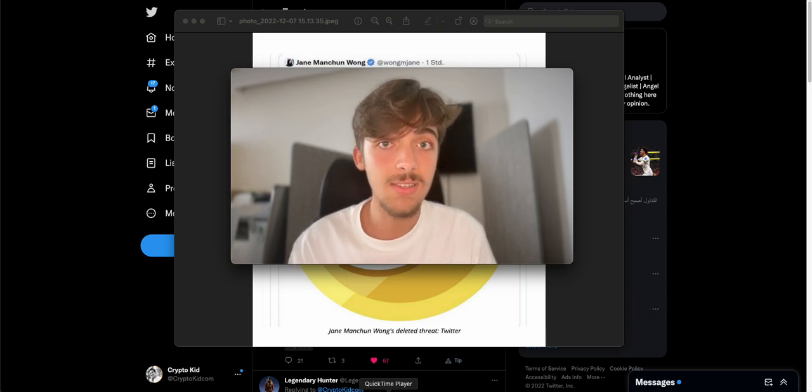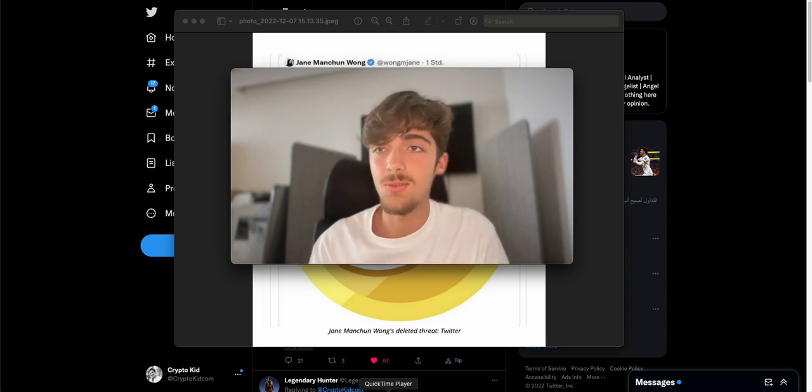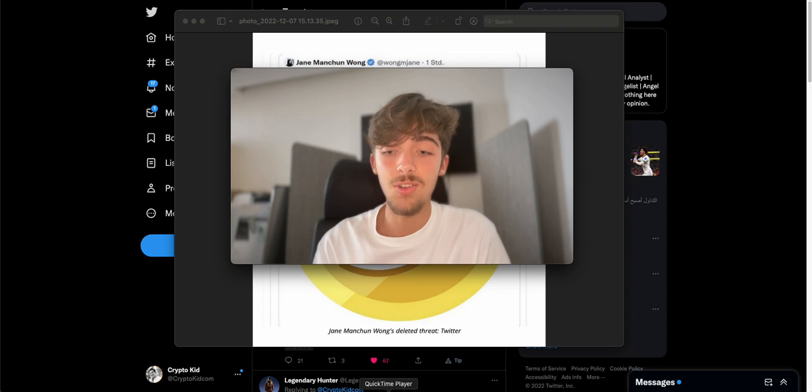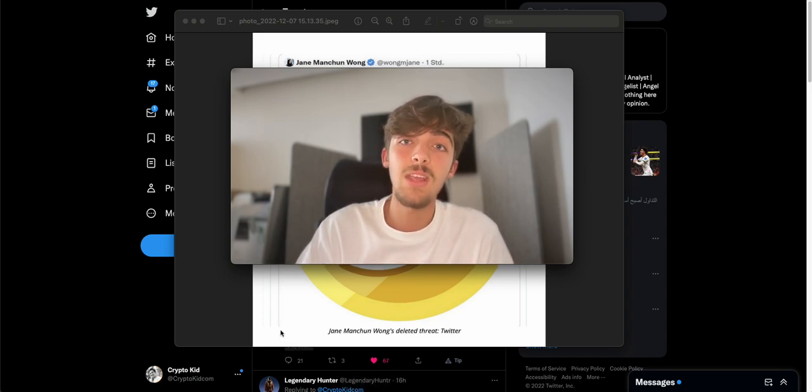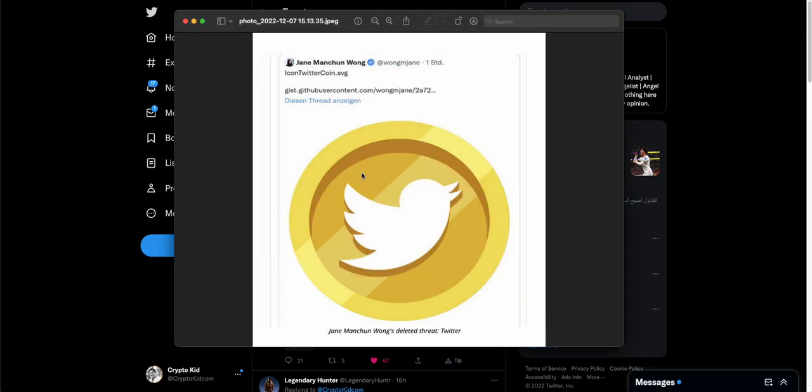So there's a lot of suspicion and a lot of drama around this. As soon as she posted this, her account was gone and no one can find her. This was potentially because she leaked something confidential. We don't know, but Twitter coin could be something that's coming up. I don't think it'll be like traditional cryptocurrencies where it's traded, but only used on Twitter. But let's see what the future holds.